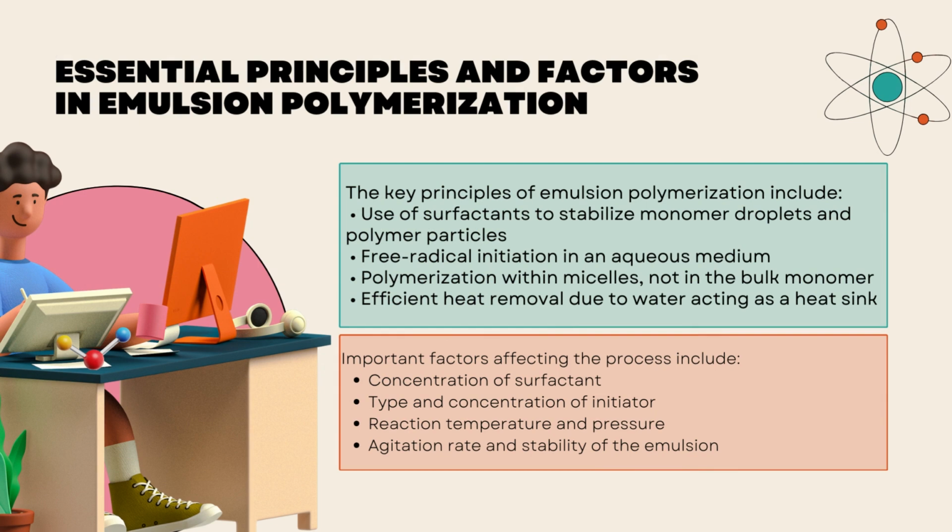Then we go to the essential principles and factors in emulsion polymerization. The key principles of emulsion polymerization include the use of surfactant to stabilize monomer droplets and polymer particles, then free radical addition in an aqueous medium, polymerization within micelles, not in the bulk monomer, and efficient heat removal due to water acting as a heat sink. There are also important factors affecting the process, including concentration of surfactant, type and concentration of initiator, reaction temperature and pressure, and agitation rate and stability of the emulsion.